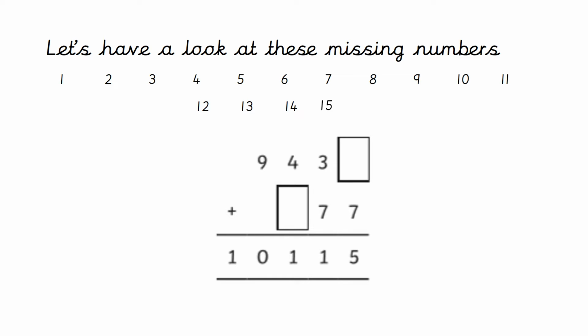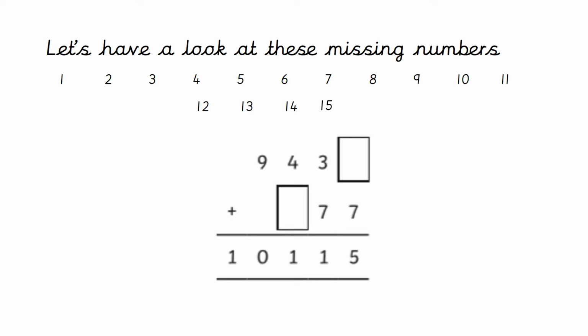So I have got 9,430 something, add something 77. Okay, and it equals 10,115. So the first thing I need to do then is make sure that I am still starting from my ones column. So I've got 1 add 7 equals 5. Now I know that 5 is less than 7, so I've already got too many in that column. So if I can't use 5, I need to look at what I can use. So I need a number that ends in a 5.